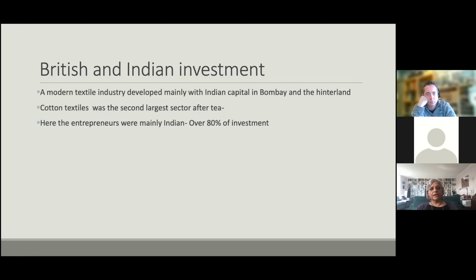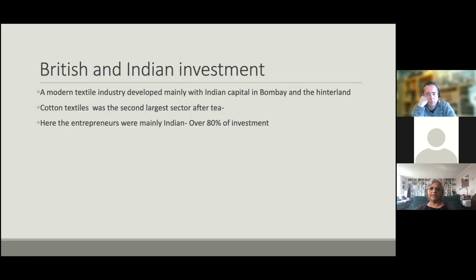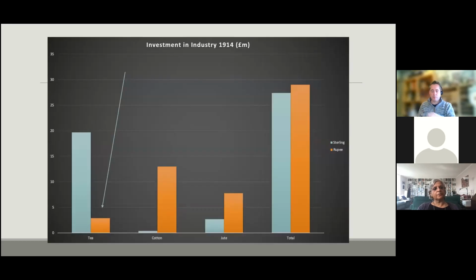But there was a different sector on the other side of the country, which is in the region of Bombay city and the hinterland, where Indian industry was important. This was mainly in cotton textiles. This was the second largest sector of industrial investment after tea. And here, more than 80% of the investment came from Indian entrepreneurs. So is this surprising? That's a question I'm going to take up in a couple of minutes.